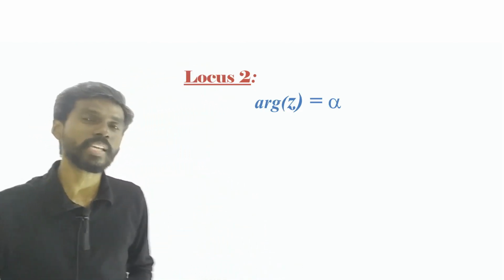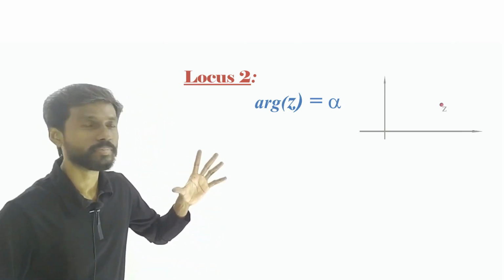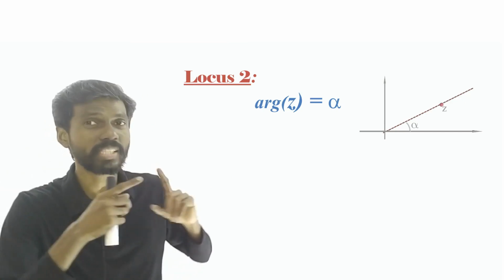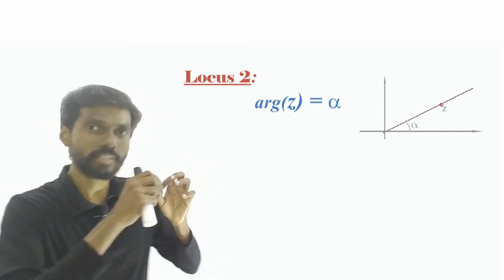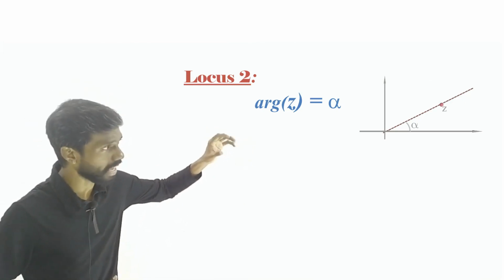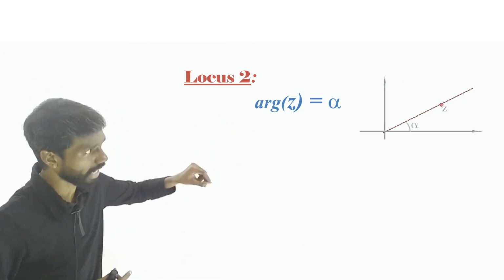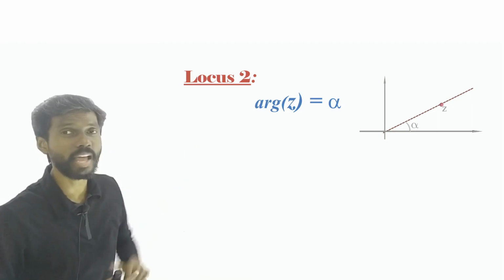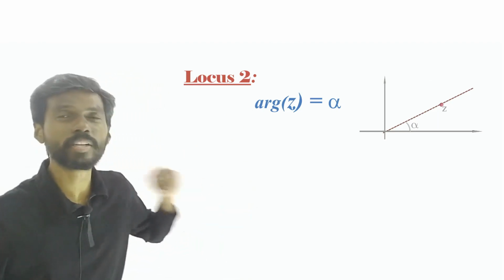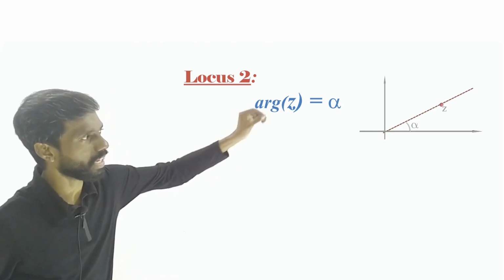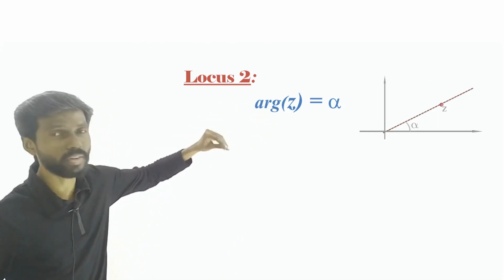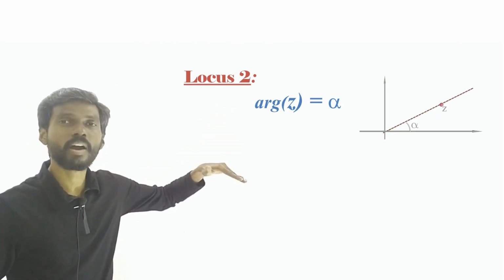What is it? See, now take a point z which has argument alpha. Now you connect all the points which have the same argument, that line or a curve is called the locus, right? So take one complex number z having argument alpha, which means the line joining that point to the origin makes angle alpha with the x-axis. Is there any other point which has the same argument alpha? Any point on that line will have the same argument, right? So take any point on the same line, which will have argument alpha.